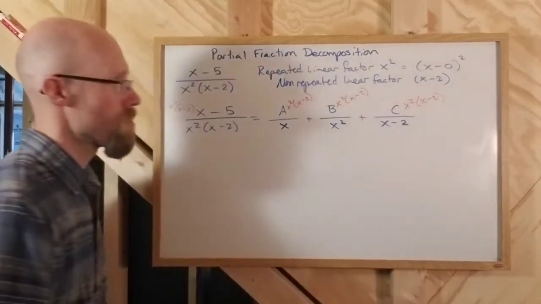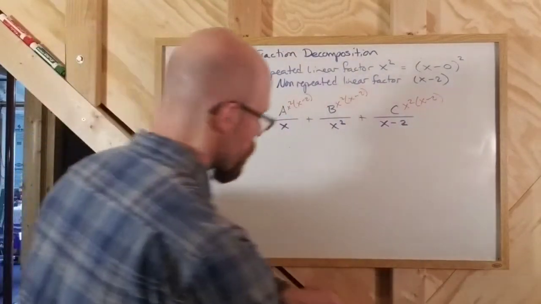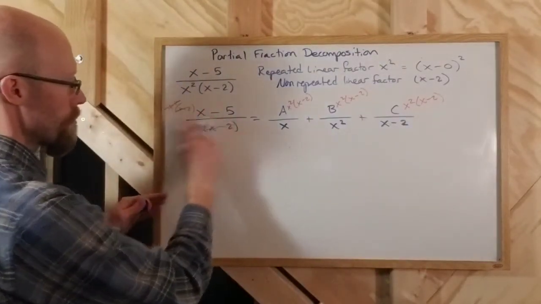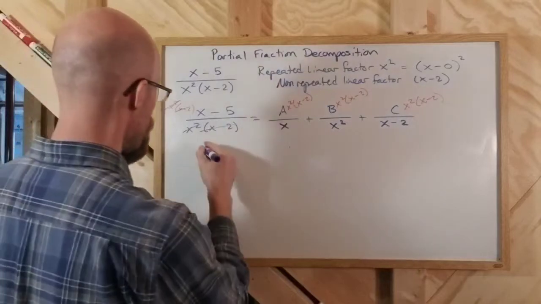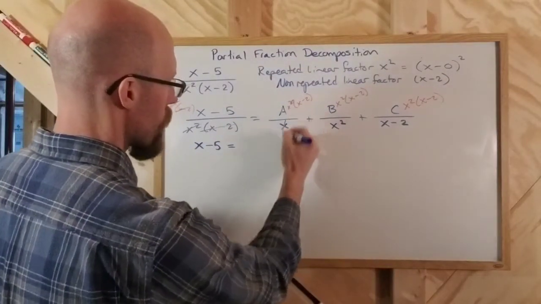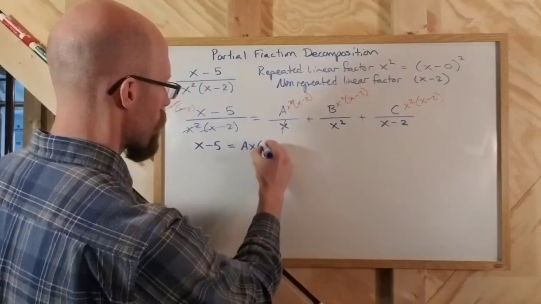And I'm going to cancel whatever can be canceled off of each term. So the first term here on the left, everything cancels, and that's going to be a common theme. Everything will cancel off on the left side, so you get x minus 5. On the right side, I get 1x to cancel, so I get a times x minus 2.